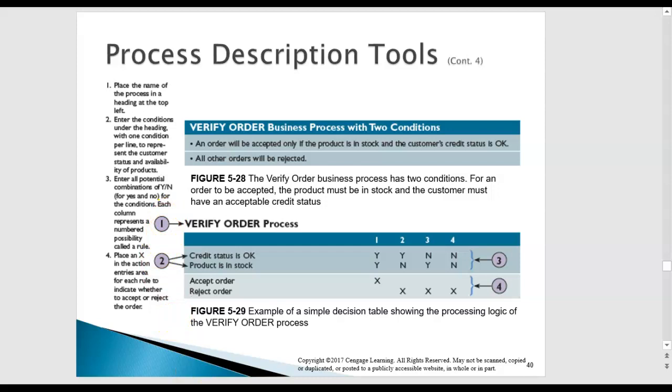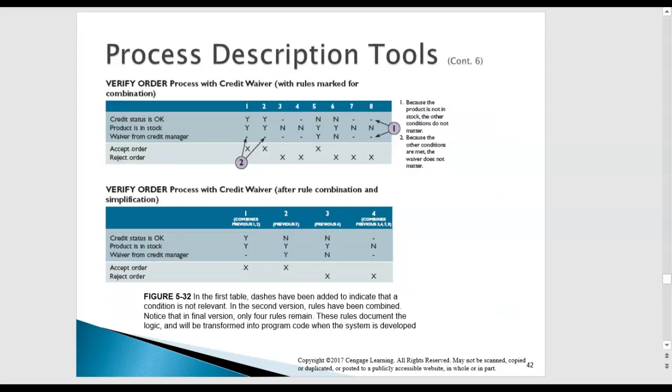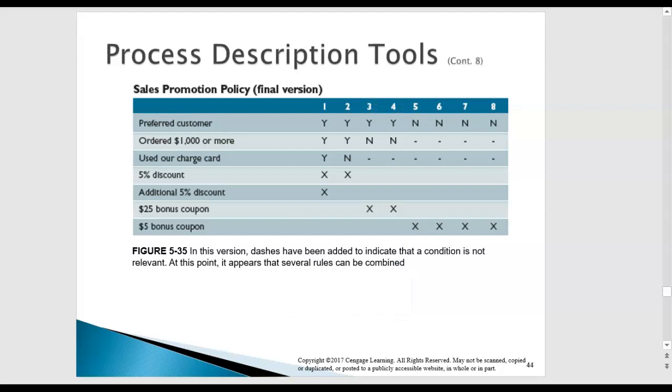In the next few slides, if you go through them by pausing the video, it shows you in detail how the decision table explodes when you add additional conditions to the decision tree, and it walks you through a specific example of doing so.